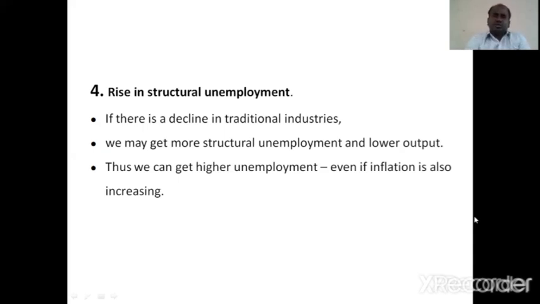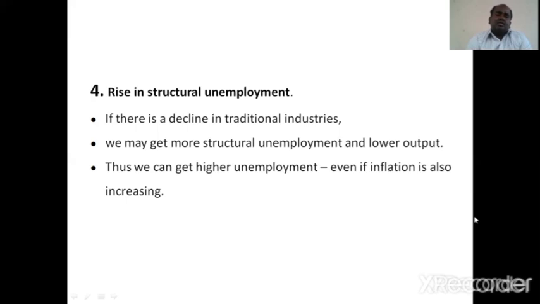Then the fourth cause of stagflation is a rise in structural unemployment. If there is a decline in traditional industries due to a fall in productivity, or no supply or no demand, we may get more structural unemployment and lower output. The management of any business entity may not continue employees with salary without work, so their jobs may be cut down. With that, the unemployment level is going to increase. When there is a fall of production or productivity, the output is also going to decrease again. Thus, we can get higher unemployment even if inflation is also increasing.